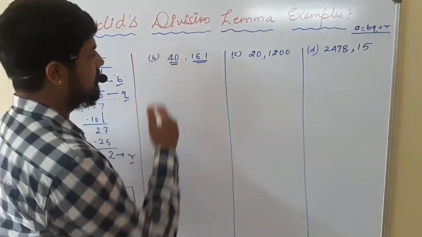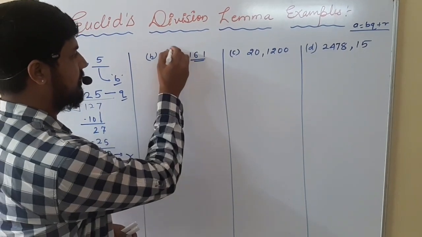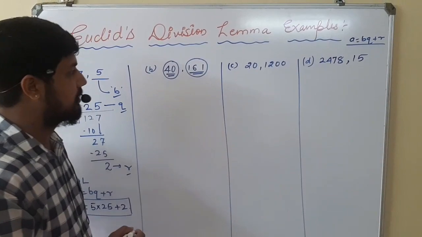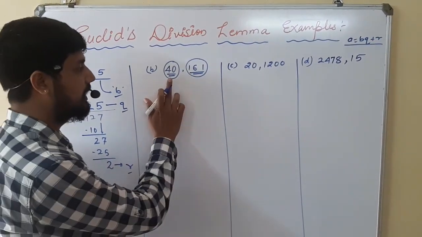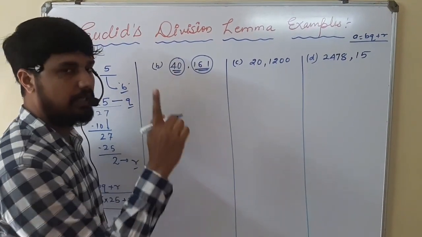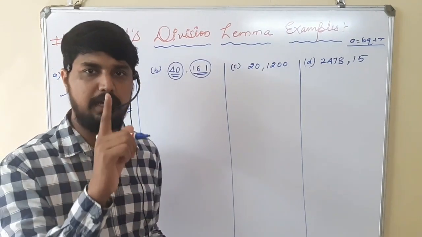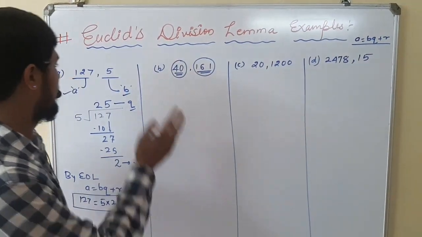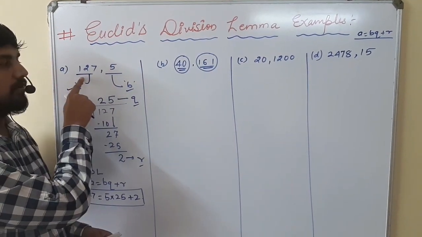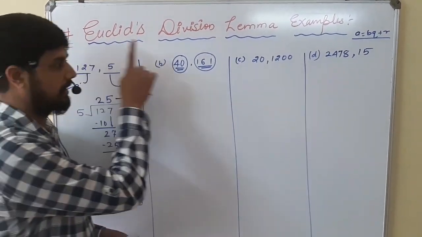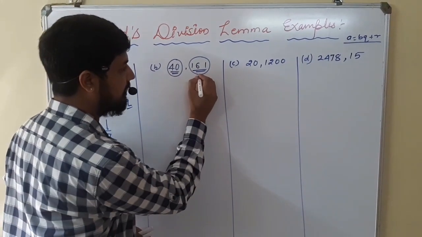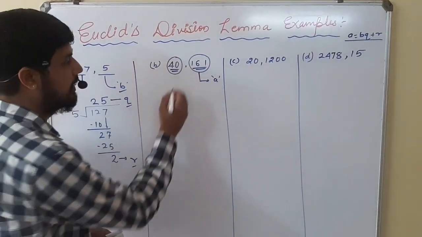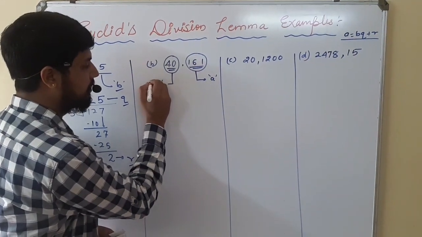Now in the second example, the first integer given is 40 and the second integer is 161. Don't get confused that the first integer is always a. No, the condition for selecting a is to always remember that the bigger integer is always taken as a, whatever the place of the integer. In the first question the first value was bigger, that's why we took it as a. In the second example the second value is greater, so here the value of a will be 161 and the value of b will be 40.